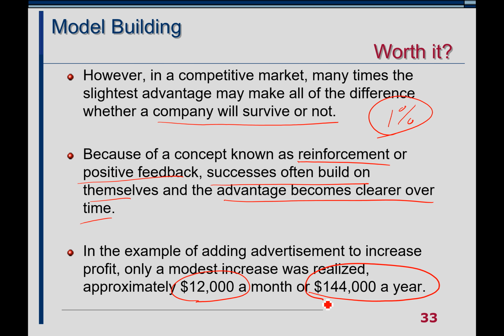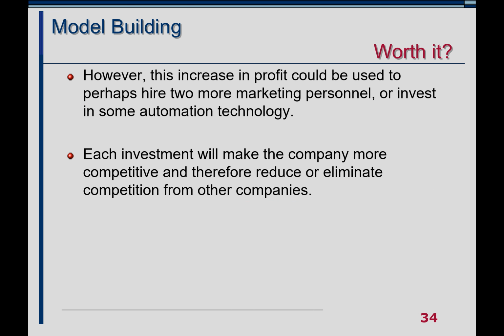But think about that. That is a pretty good salary for a person. So take, say, $44,000 for insurance and benefits. So you could pay someone maybe $100,000 a year just by making the company more profitable. Okay? This increase can be used to perhaps hire 2 more marketing personnel or invest in some automation technology, which is actually going to make you more competitive, which is going to lower the prices even more. Each investment will make the company more and more competitive and therefore reduce or eliminate competition from other companies.